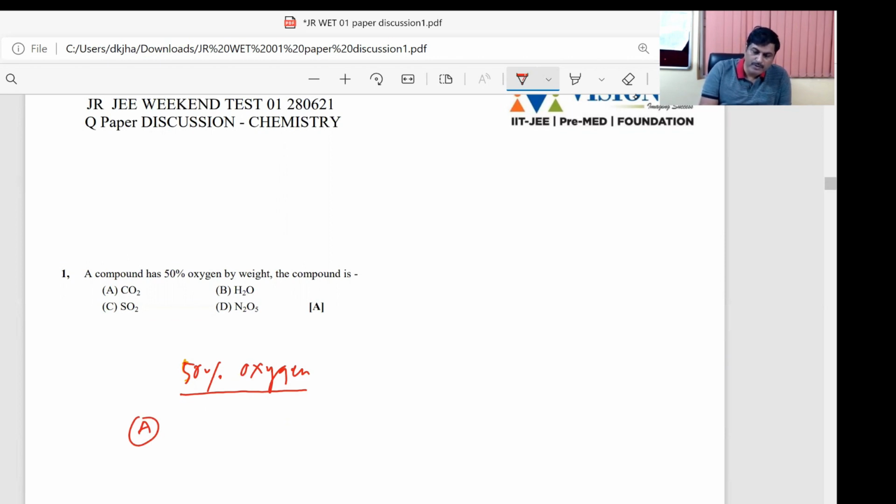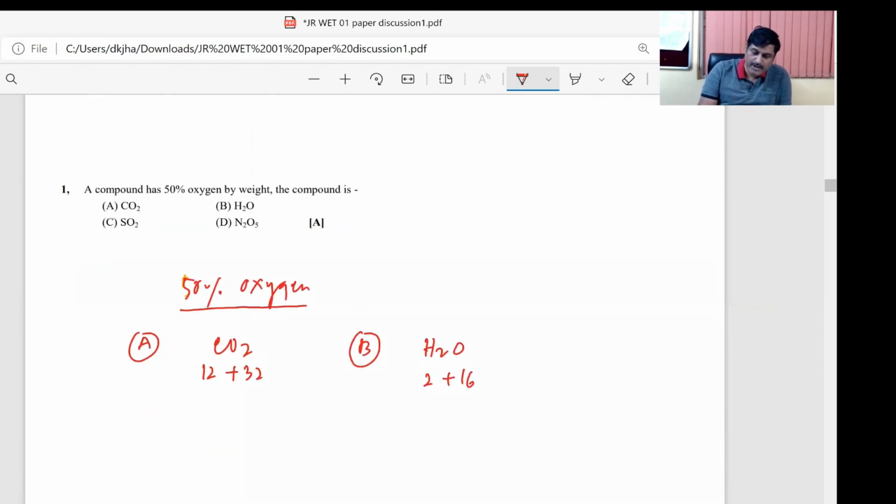A, CO2. What is the total weight? In CO2, the C is 12 and this one is 32. It is not 50%, right? Carbon is 12, this one is 32. Then B, H2O. What is the weight here? This one is 2 and this one is 16. Is it 50%? No.